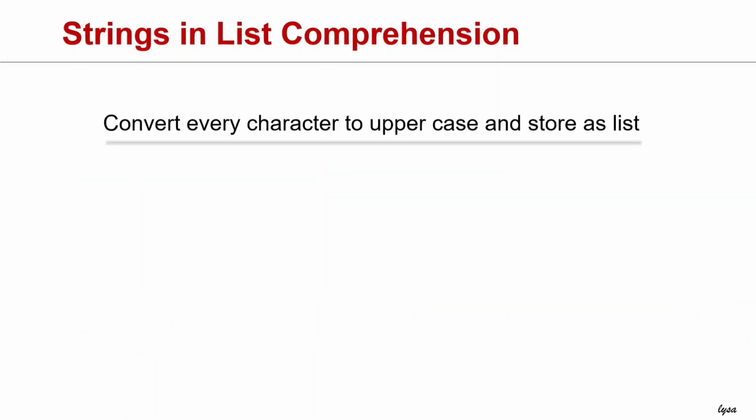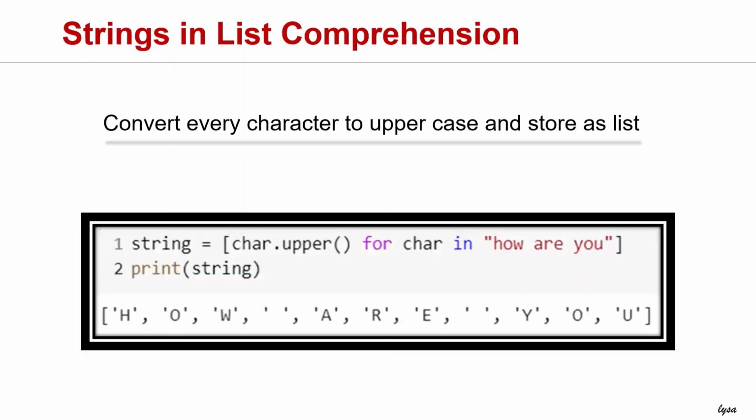Let's use strings in list comprehension. The problem statement is to convert every character to uppercase and then store it as a list. In the simplest form, you will probably be writing it as, let's say the list is how are you. So you will take character by character in how are you. And then for each character, you will be converting it into the uppercase using the upper built-in method. So it is char.upper. So the entire syntax is char.upper for char in how are you. And then we finally print the string.